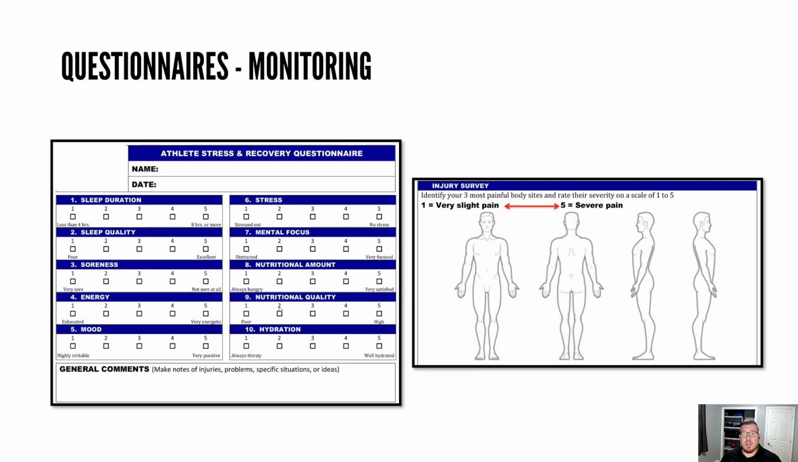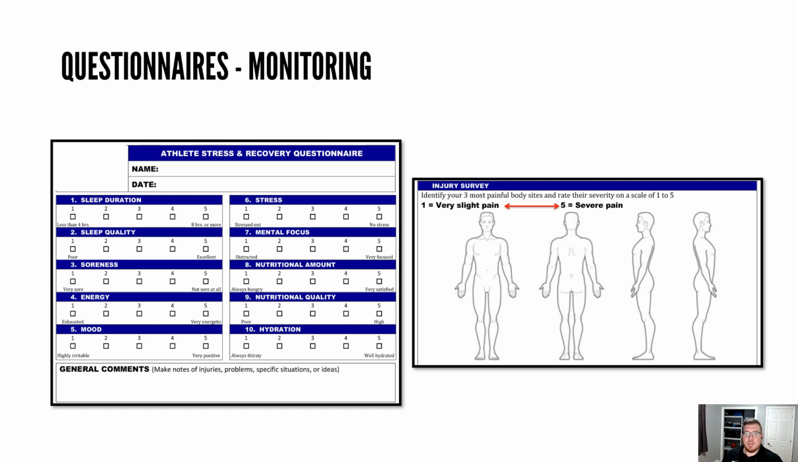So when we're using questionnaires, it doesn't have to be just a one-time thing. We can use them more frequently to help guide our programming. One thing to also note when using questionnaires for monitoring is that you need to continually provide feedback and educate the individual you're using these with as to why this is important.